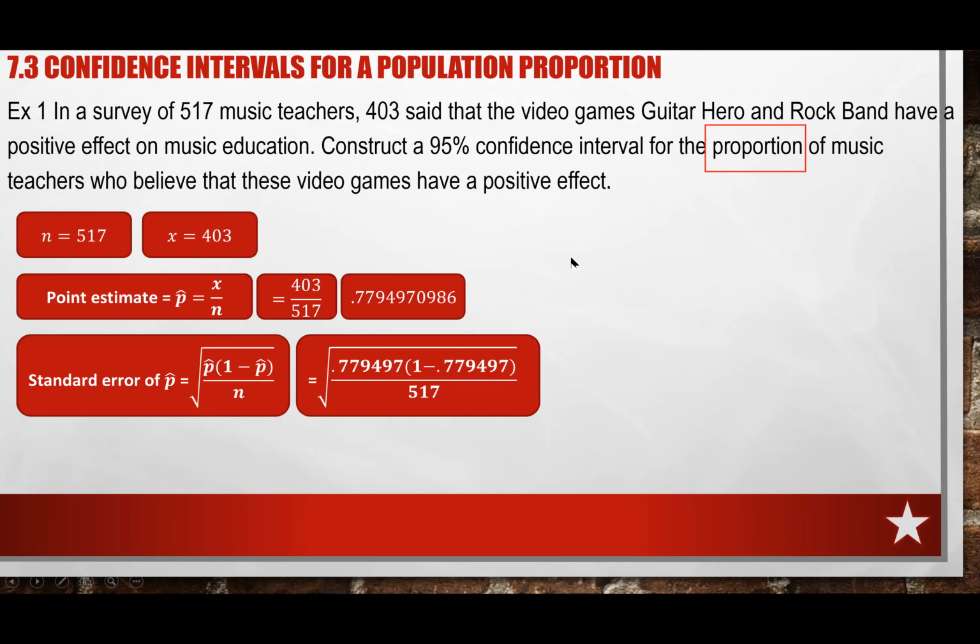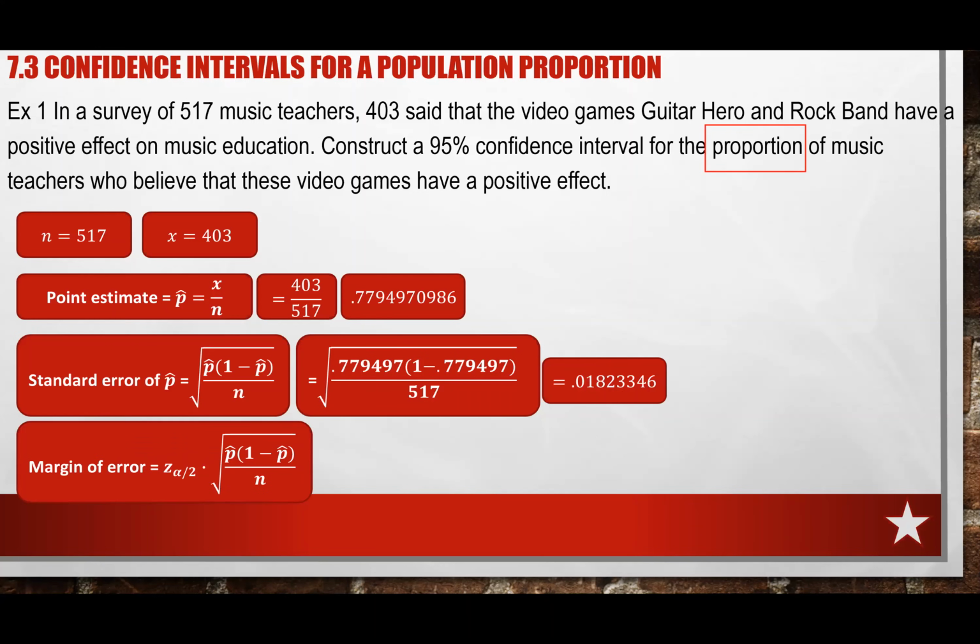The standard error is basically the square root of p hat times 1 minus p hat, divided by N. We have p hat here, 1 minus p hat, and if you multiply them, divide by 517, and take the square root, that will give me this item. So this is your standard error. To find the margin of error, we need to take the standard error and multiply it by the Z critical value.